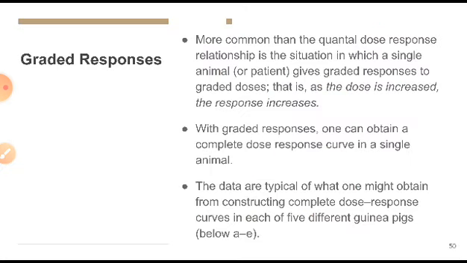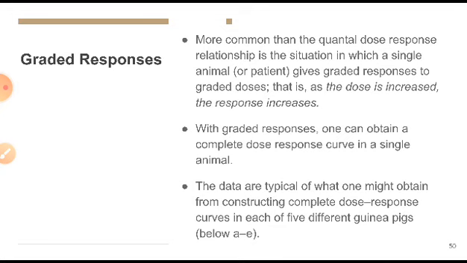So we'll summarize here how the graded responses can be. More common than the quantal dose response relationship is the situation in which a single animal gives graded responses to graded doses. That is, as the dose is increased, the response increases. It means on a single animal, single patient, you can record these graded responses by giving different doses. With graded responses, one can obtain a complete dose response curve in a single animal.